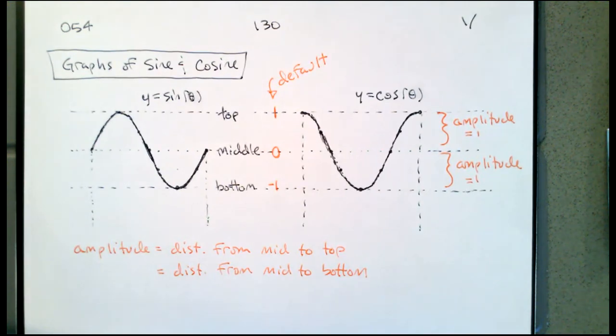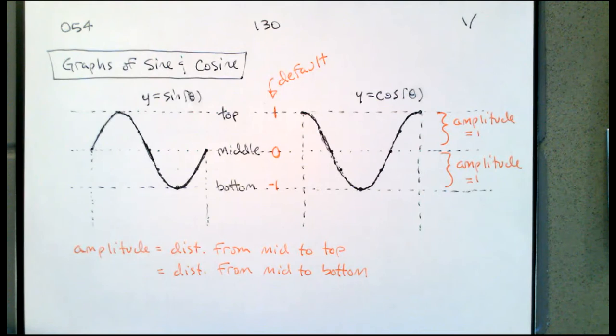We're going to have to find a way to change the amplitude, to change the distance from the middle to the top and the middle to the bottom. We're going to have to find a way to change where the middle is. If I change one, then I change them all. So we're going to have to figure out how to move the middle up and down, and how to increase or decrease the distance from the middle to the top or the middle to the bottom.